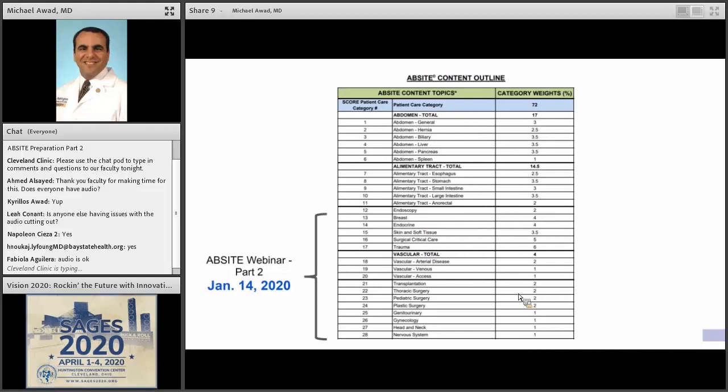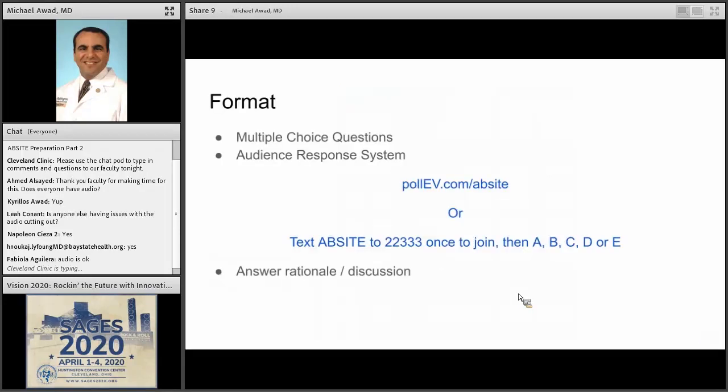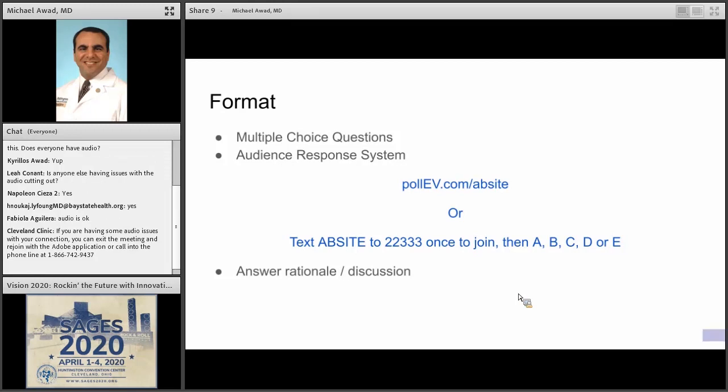For the format, we're going to be going through pretty rapid-fire multiple-choice questions, and to make it more interactive, we're going to use an audience response system called Poll Everywhere. If you haven't already, you can go to pollev.com/ABSITE, or you can text the word ABSITE to 22333, and then enter your responses with the letters provided. After each question, we're going to go through some explanation with rationale as well.